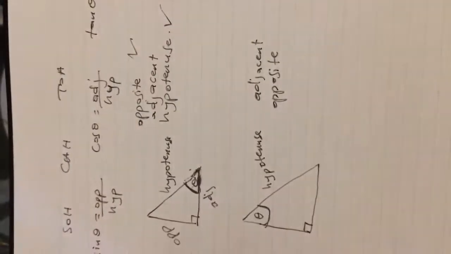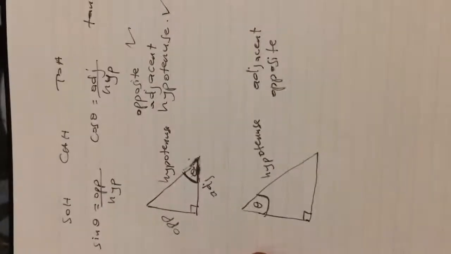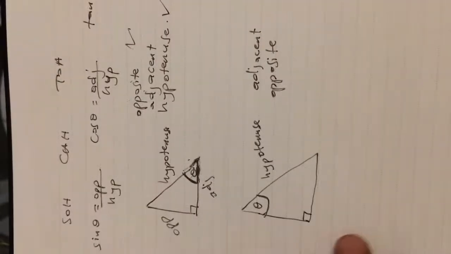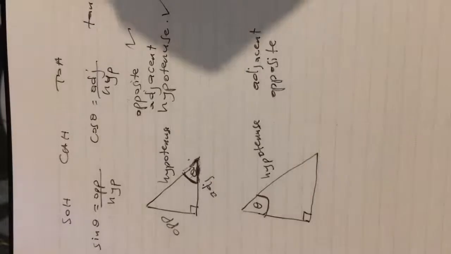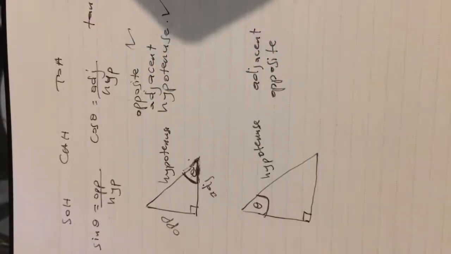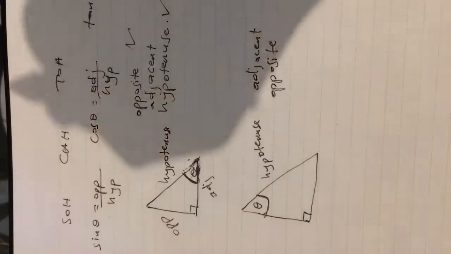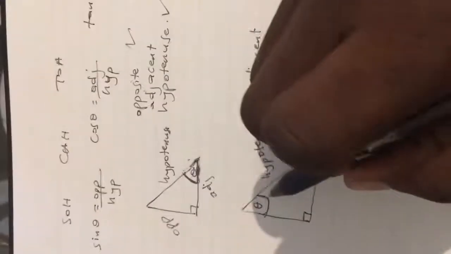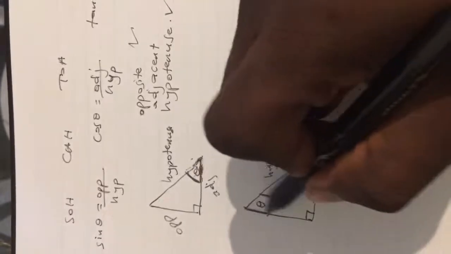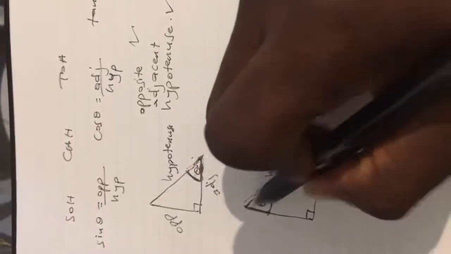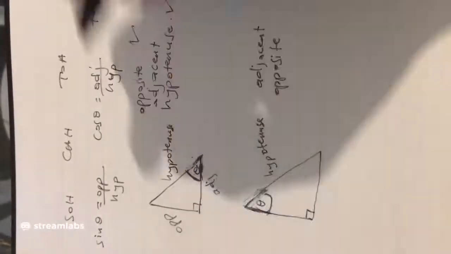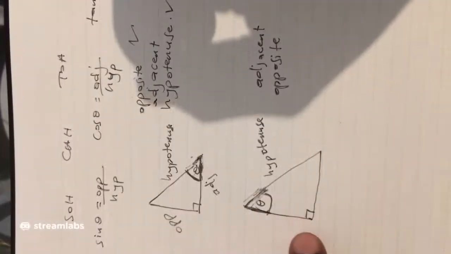Alright, so now where's the adjacent side on this triangle? Remember, the adjacent side is connected to the angle, so it helps to form the angle. Is it the height or is it the base? The adjacent side is connected to the angle, so this is our angle here. These two sides form the angle. So therefore, the height is the adjacent. So this is our adjacent side.